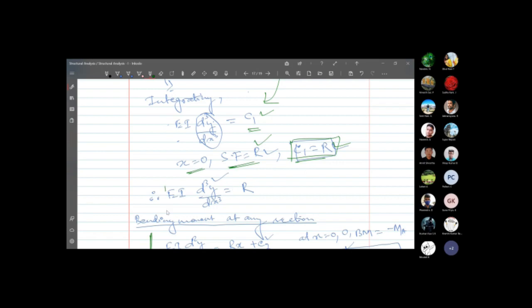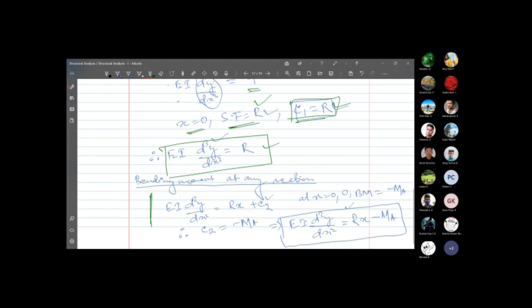Okay, so that's why EI d cube y by dx cube equals R. Then the bending moment at any section I will get by integrating this. So I integrated it: EI d cube y by dx cube becomes EI d square y by dx square plus Rx. If I integrate R, it will be Rx plus C2.